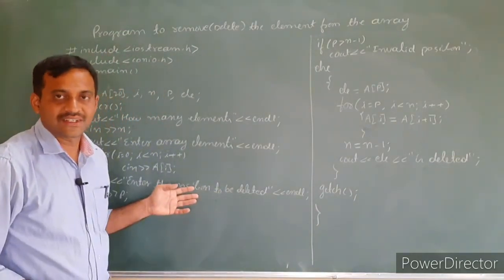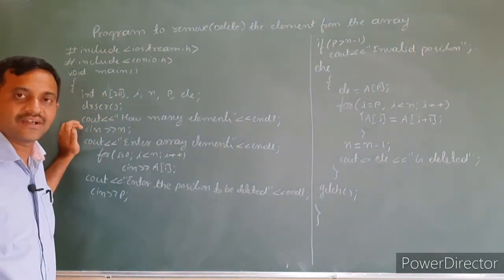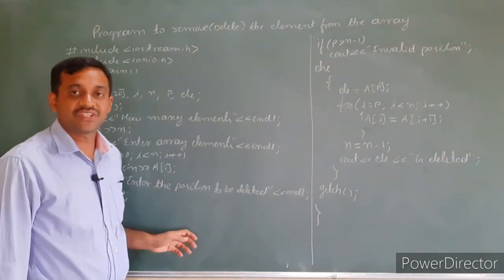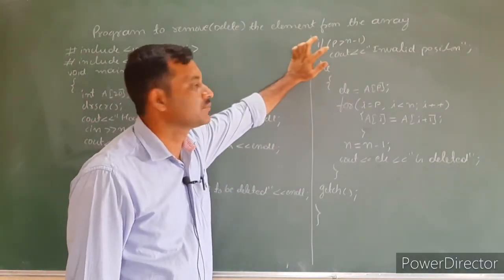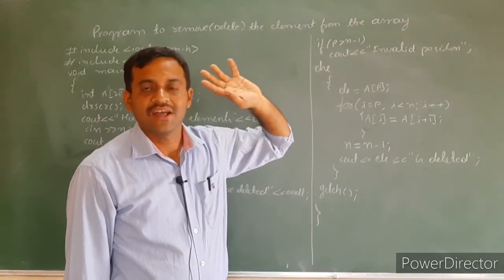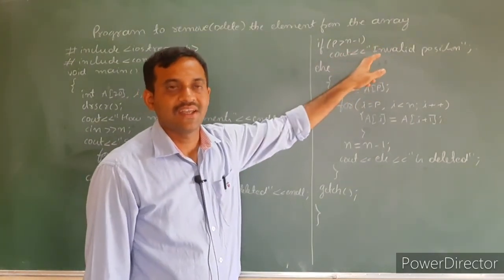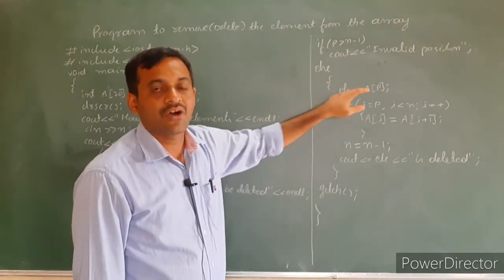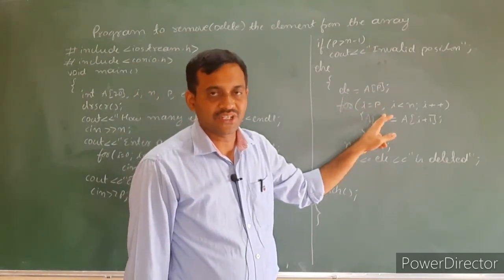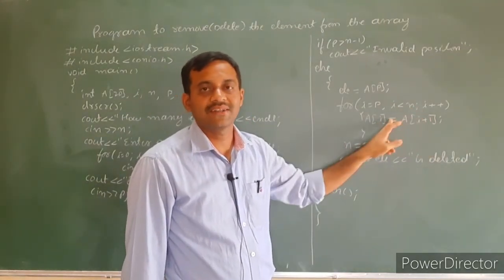Let's see how the program works. First we have to declare the variables. After that, read how many elements, read the array elements, and also read the position to be deleted. Then verify the given position is valid or not. For that, p is greater than n minus 1. If it is greater than array elements, then invalid position. There are no elements after n minus 1, so it is an invalid position. Otherwise, copy the element to be deleted to the temporary variable, initialize the i value with the given position, and access all the elements one by one up to n.